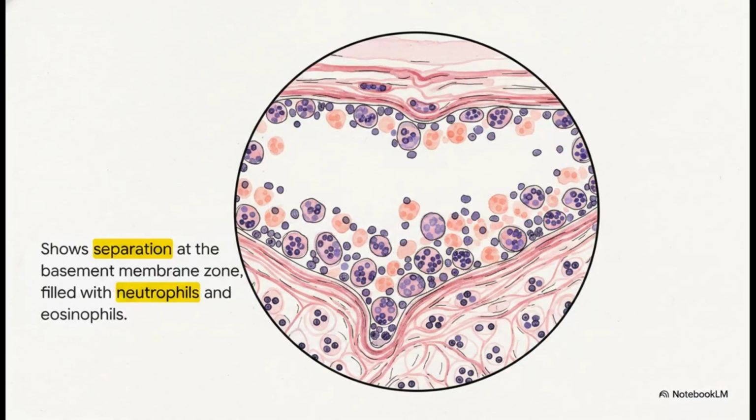So that first biopsy, the H&E, confirms what we see clinically. You'll see a clean split right at the basement membrane zone. And that little gap that's created is usually full of inflammatory cells, especially neutrophils. This tells us where the split is and that there's inflammation, but it doesn't tell us the specific cause. A few other diseases can look just like this.